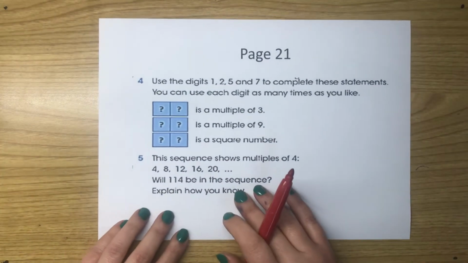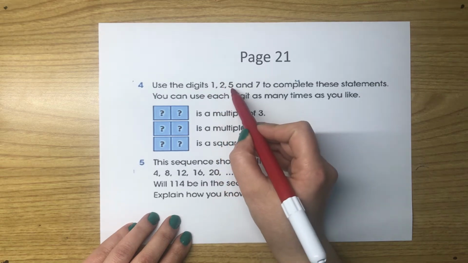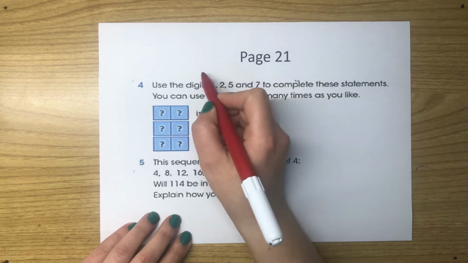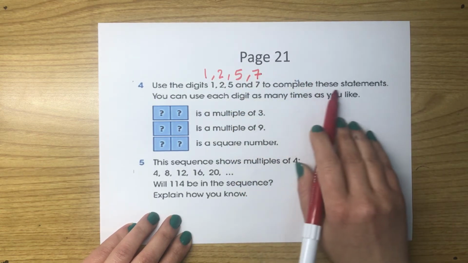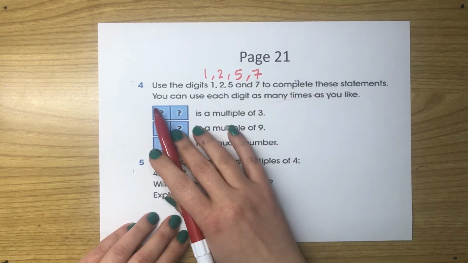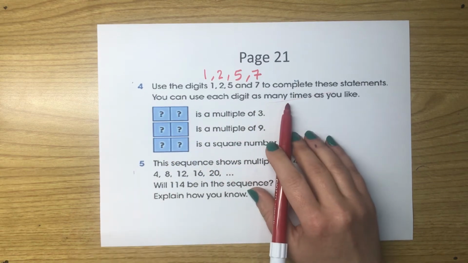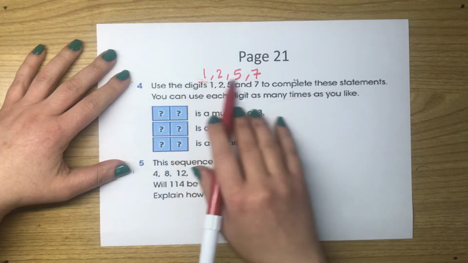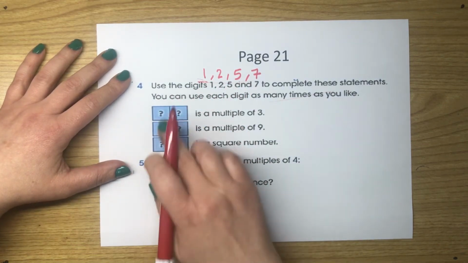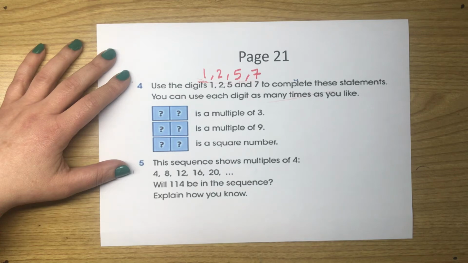Next, question number 4. We have to use these digits 1, 2, 5, and 7. To complete these statements, you can use each digit as many times as you like. So I can use them more than once. Yeah, 4 digits and 6 missing digits. Yeah, definitely we can use it more than once.